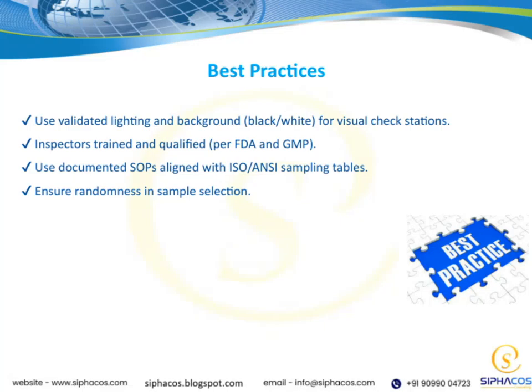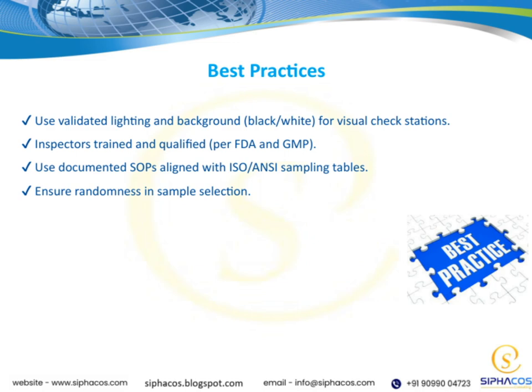Let's talk about some best practices to ensure our visual inspection processes are as effective as possible. First, it's crucial to use validated lighting and background setups, typically black or white, at our check stations. This helps inspectors see details clearly and reduces errors. Next, we need to make sure that our inspectors are properly trained and qualified according to FDA and GMP standards. Well-trained personnel are the backbone of a reliable inspection process.